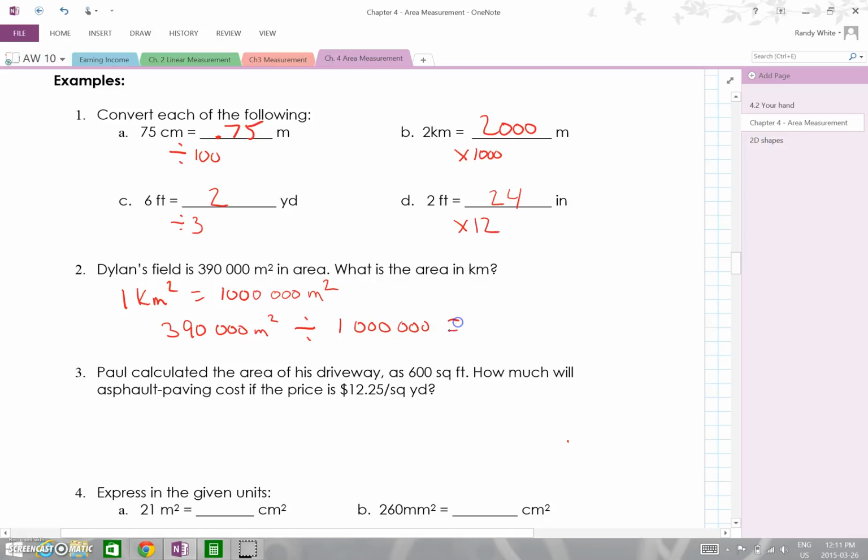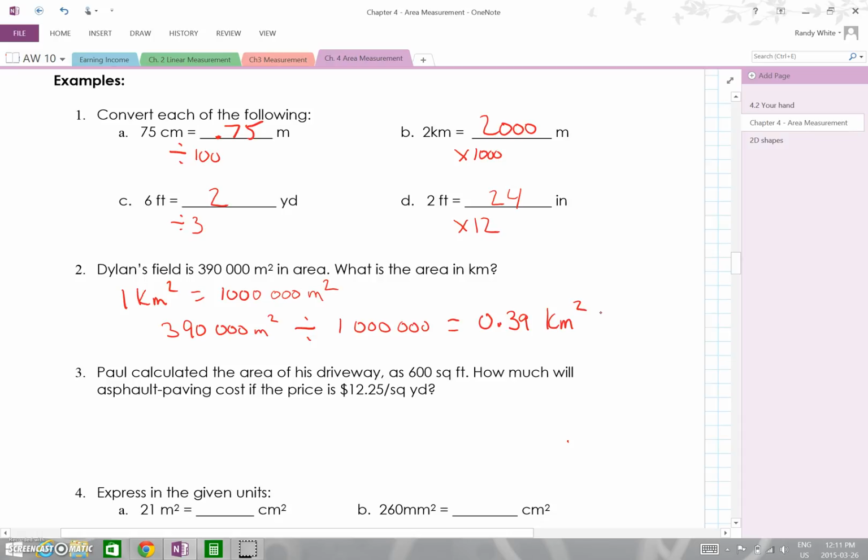Or in essence, what I'm doing is moving. There's 6 zeros here, so I'm moving my decimal place 6 places. So it will be 0.39 kilometers squared.